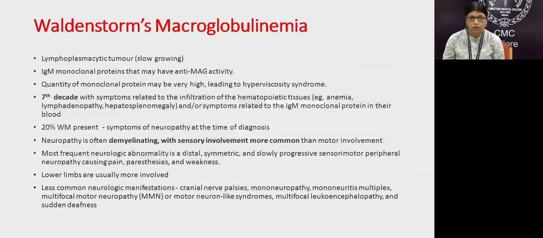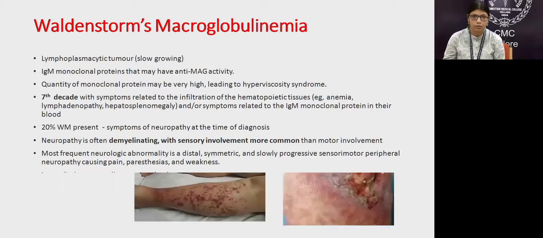Waldenstrom's macroglobulinemia is a lymphoplasmacytic tumor, usually presenting in the seventh decade, and the classical presentation of neuropathy in them is demyelinating with sensory involvement more common than motor, with lower limb involvement frequently seen, causing more of a sensory paresthesia than weakness.